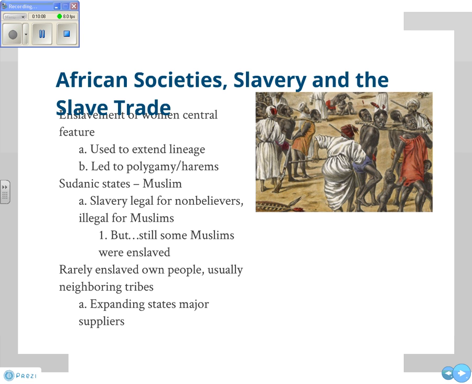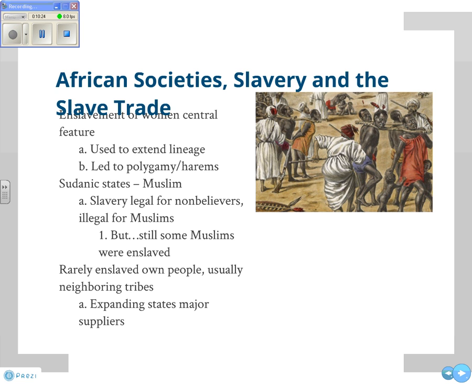African ethnic groups rarely enslaved their own people. They usually took from neighboring tribes or neighboring states. It was rarely from within your own state. And expanding states became major suppliers.